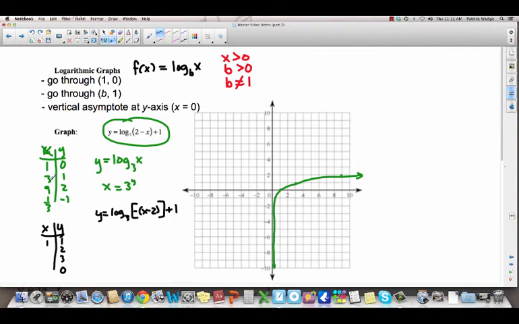Make this negative, negative 3, and add 2. You end up with negative 1. Make this negative, negative 9, and add 2, negative 7. And make this negative, negative 1/3, and add 2, you get 1 2/3. So there are some points that will work for this new graph.